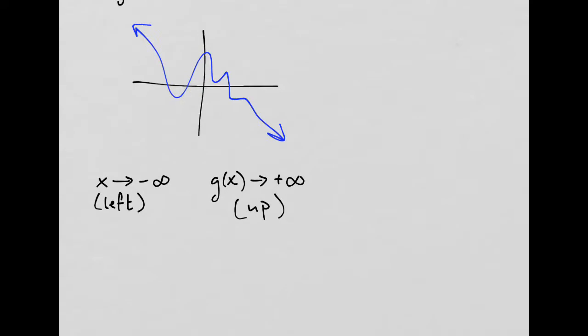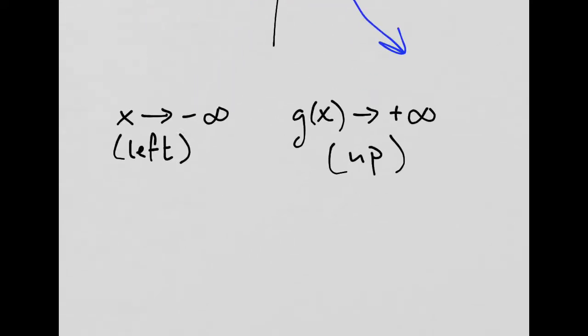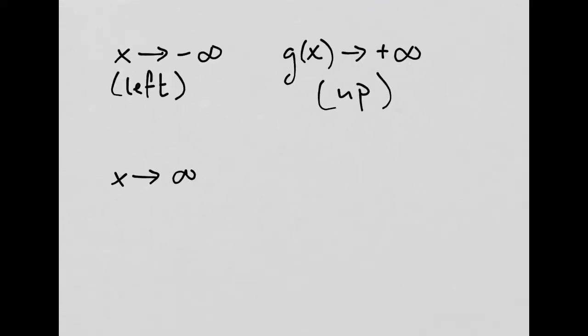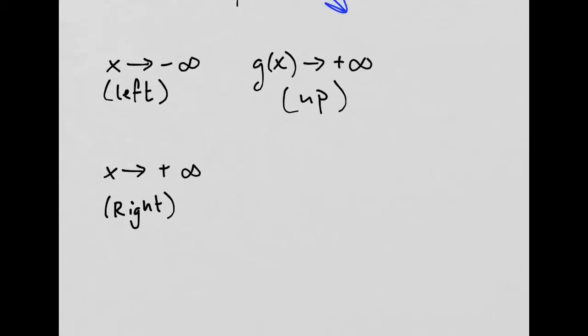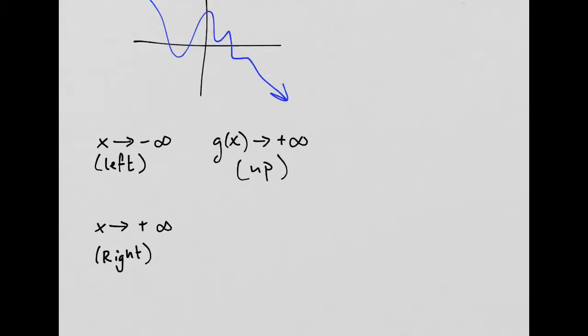Okay, what about the right side? If the left side is negative infinity, then on the right side, x approaches positive infinity. As you go to the right, what is happening to our function? It's going downwards. How do you say that? Same as before: g of x must be going to negative infinity, and that means down. So that's all you have to write.